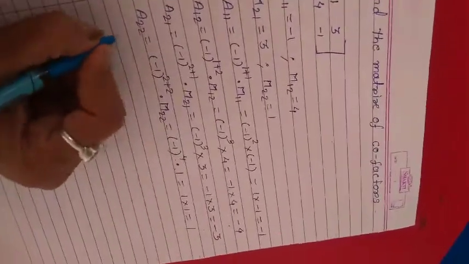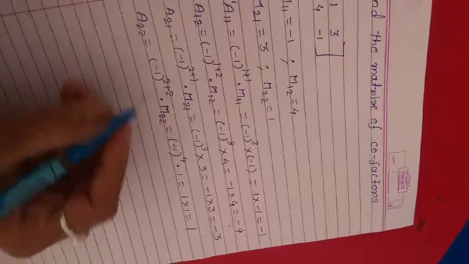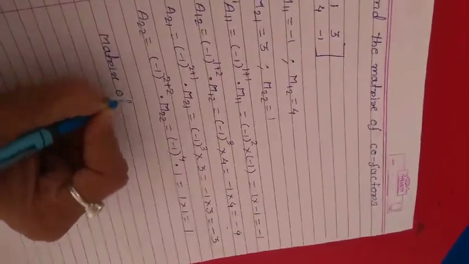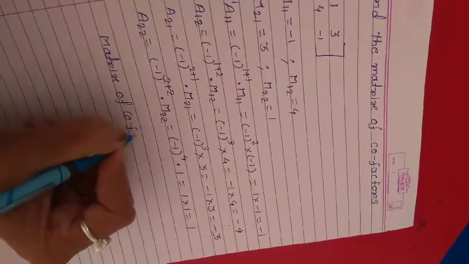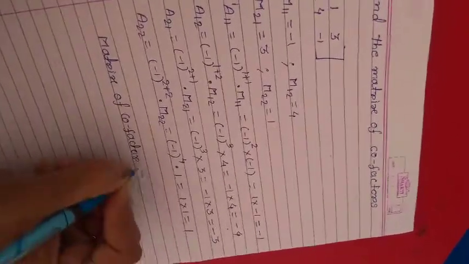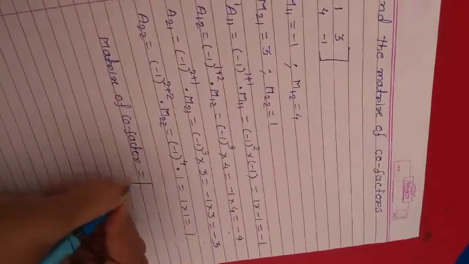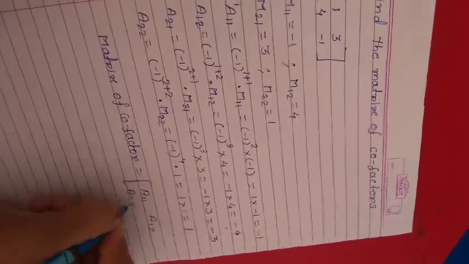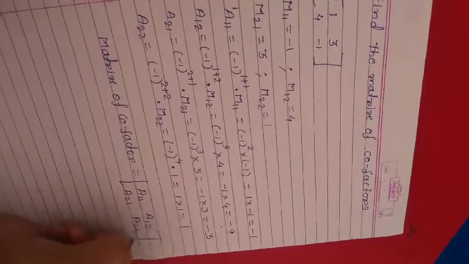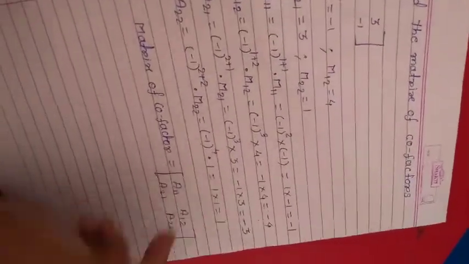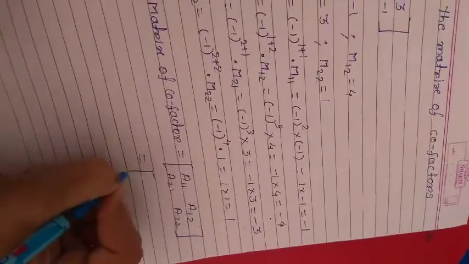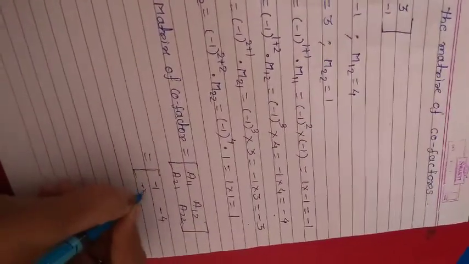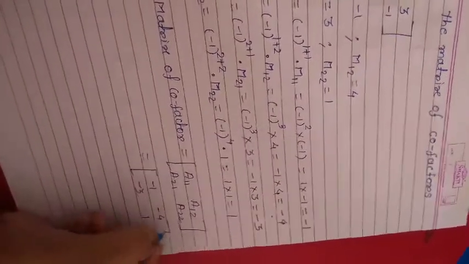Now we have to find cofactor matrix, means matrix of cofactor. So matrix of cofactor is equal to a11, a12, a21, a22. So now we are having all values, so just substitute. So -1, -4, -3, 1.